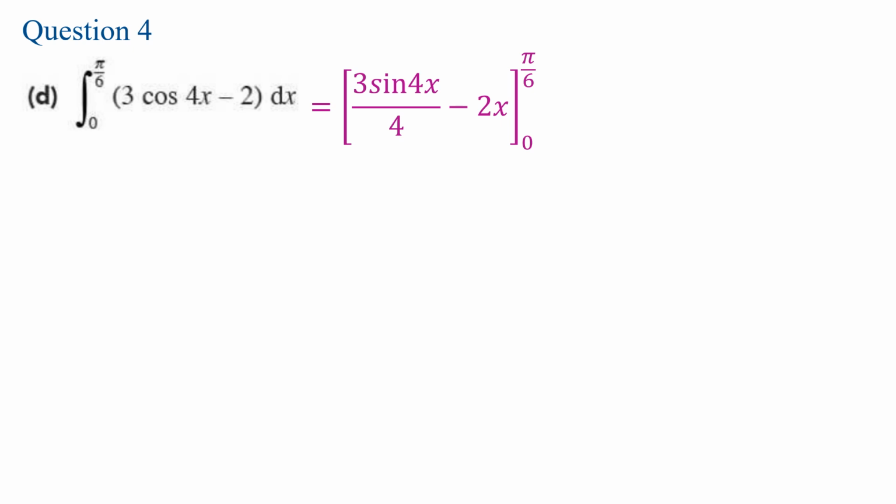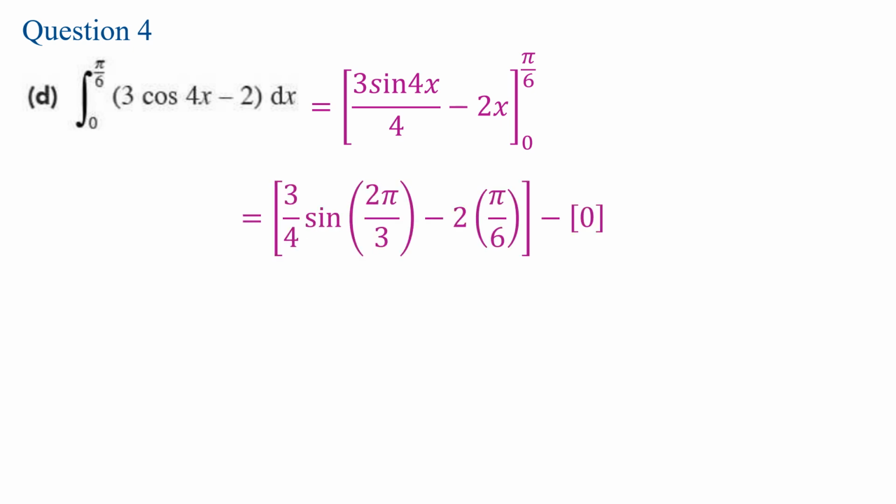Alright, so we're going to substitute your x to be pi over 6. So if I'm going to take 4 times pi over 6, this will give me 4 pi over 6, which is 2 pi over 3. So that explains how I get this.